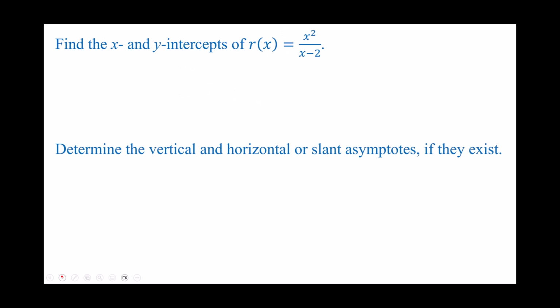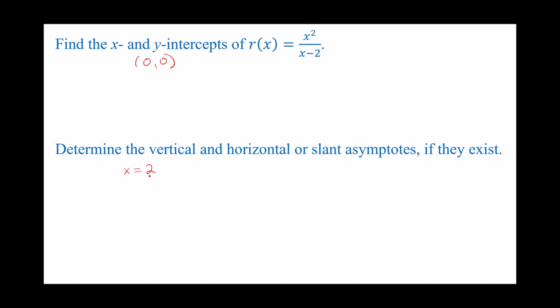Finding the x and y intercepts. The x-intercept is where the numerator is 0, and the y-intercept is when x is 0. Either way, our only intercept is the point (0, 0). The vertical asymptote is where the denominator is 0, so that would be x equals 2.